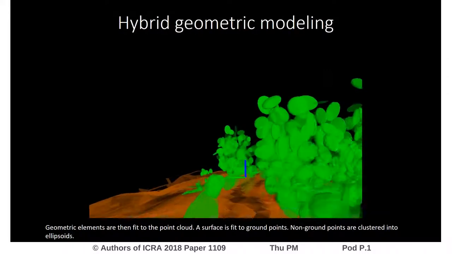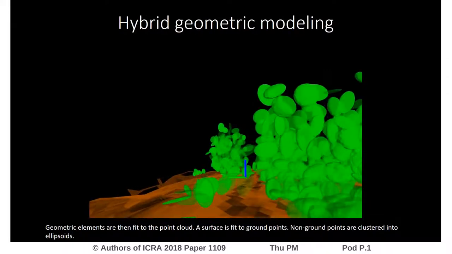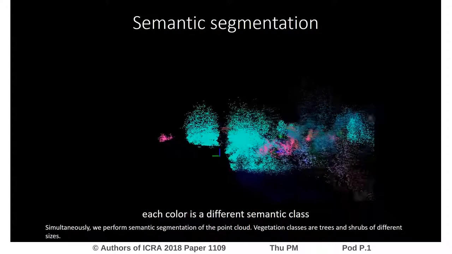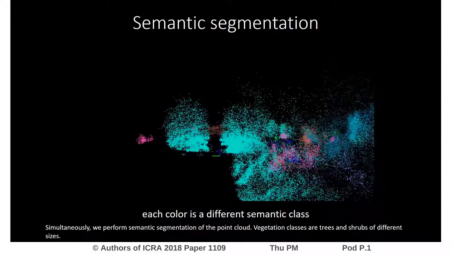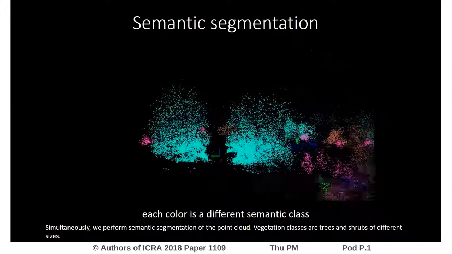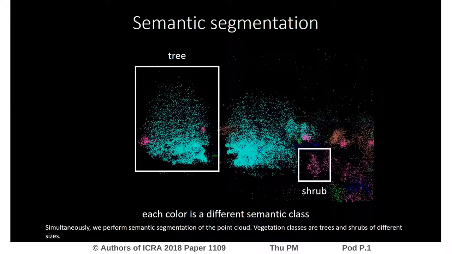A surface is fit to ground points. Non-ground points are clustered into ellipsoids. Simultaneously, we perform semantic segmentation of the point cloud. Vegetation classes are trees and shrubs of different sizes.